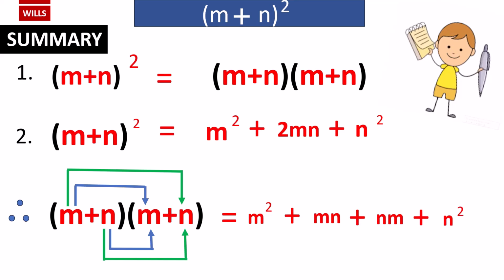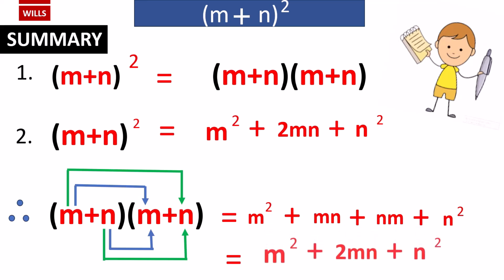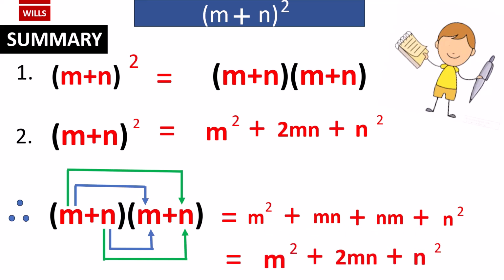So we simplify our equation to get m squared plus 2mn, that is a combination of mn plus nm, which is 2mn. You can also make it 2nm. The positions do not change anything, plus the last term, which is n squared. And that is our answer, which means that anytime we have m plus n all squared, our expansion should yield something like m squared plus 2mn plus n squared.